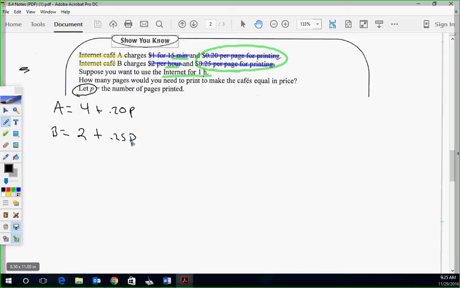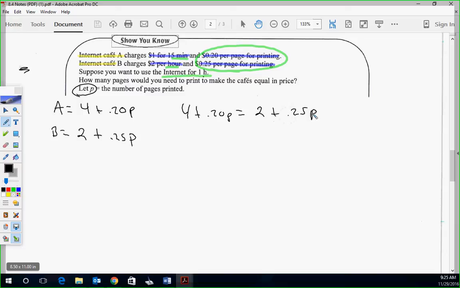How many pages do you need to print to make the cafes equal in price? Are you going to tell me how to do it, or the answer? Why don't you tell me how to set it up? If they want equal in price, just tell me the setup, Luke. So you put 4 plus 0.20p equals 2 plus 0.25p. Okay, you're good right there. Just pause for a second.